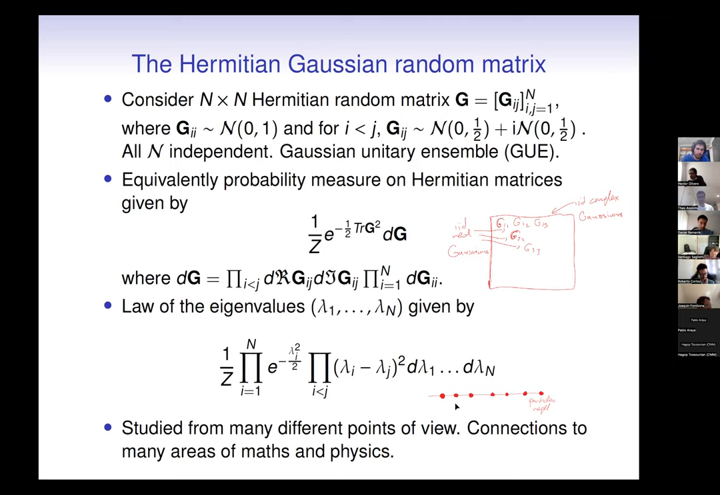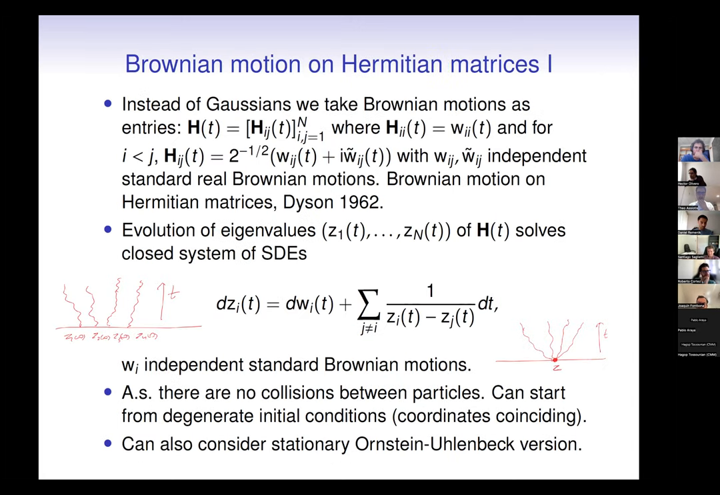So this is the static picture. We have the natural Gaussian distribution on Hermitian matrices, and now I want to consider Brownian motion. So what do we do? Instead of Gaussians, we take independent Brownian motions as entries. On the diagonal, we take real Brownian motion, and on the off diagonals, we take complex Brownian motion, which is constructed by taking two independent copies of standard real Brownian motions.